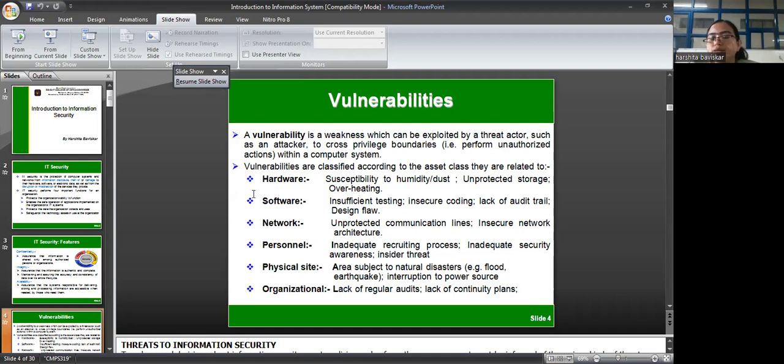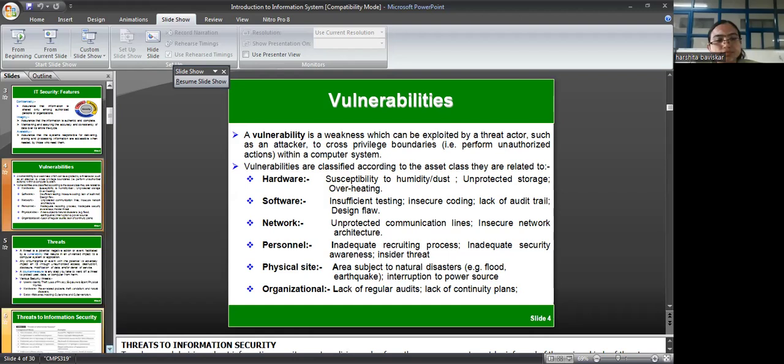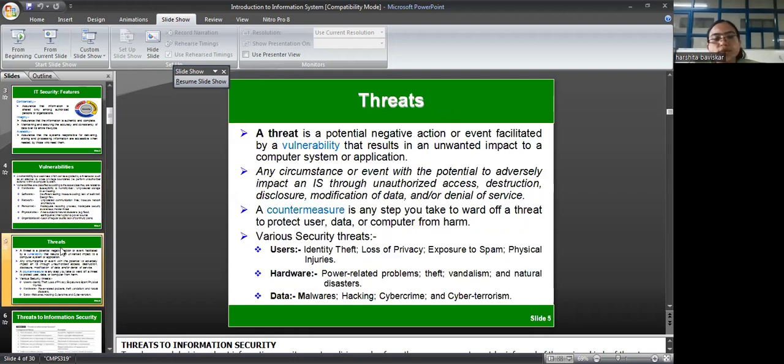On the physical side, it consists of areas subject to natural disasters, such as flood or earthquake, interruption to the power source, etc. Organizational vulnerabilities may be lack of regular audits, lack of continuity plans, etc. So these were the types of vulnerabilities which we have discussed. Now we will be learning in the next part the threats.